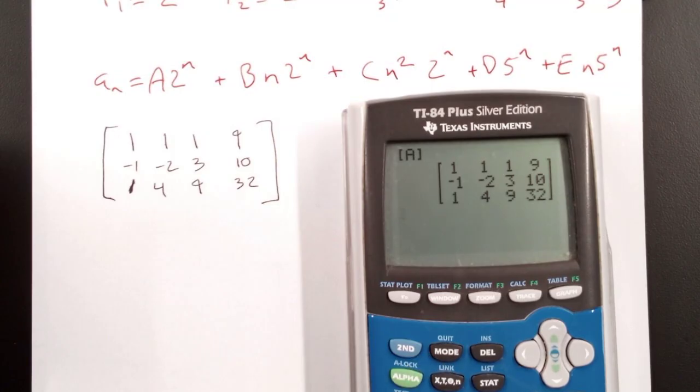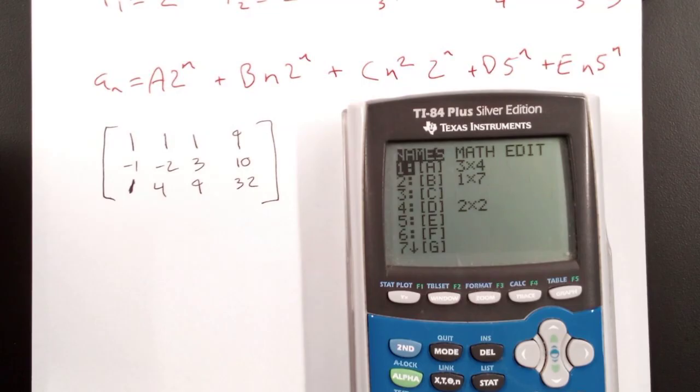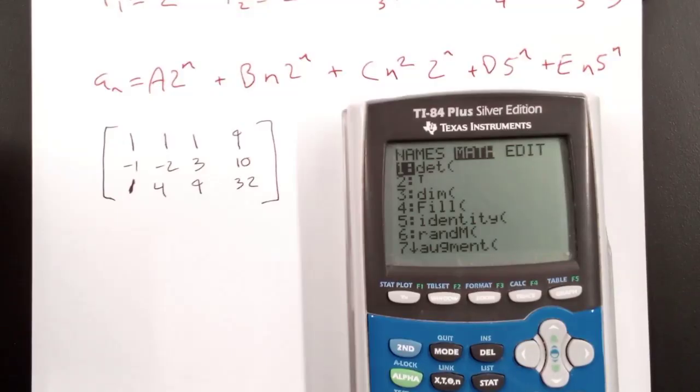Okay, now I want to do something to this. Second matrix, one more time. The middle column here says math. The matrix will do stuff. The matrix button will do stuff, all sorts of stuff.